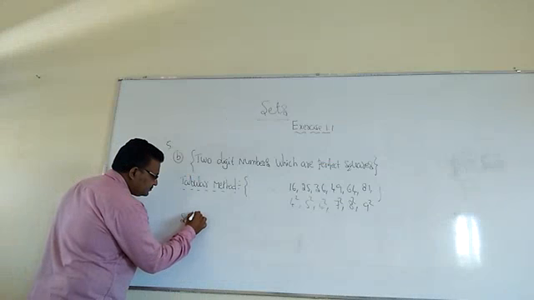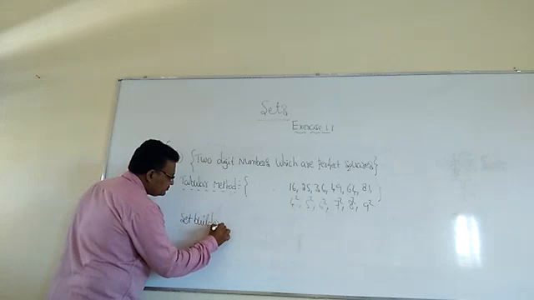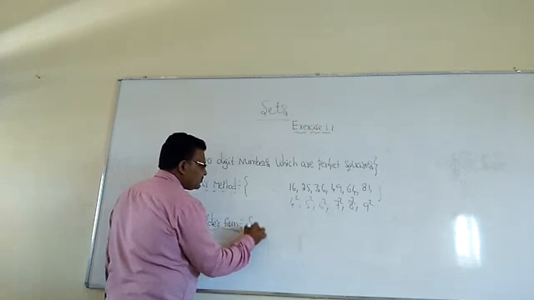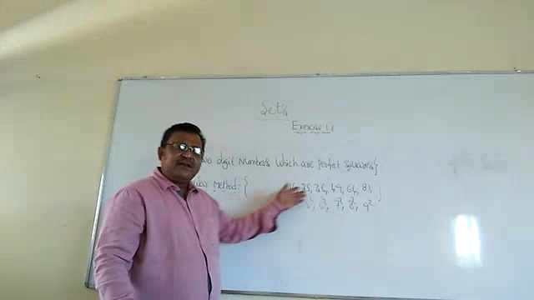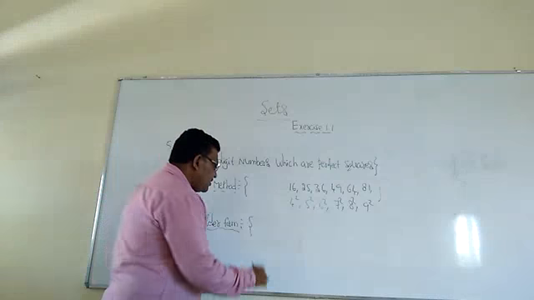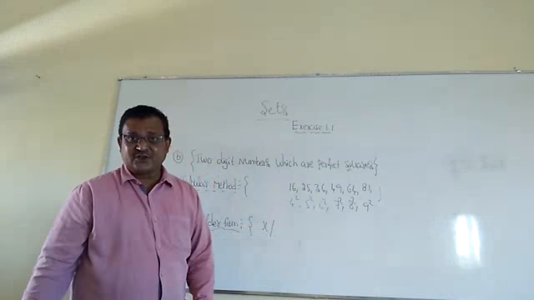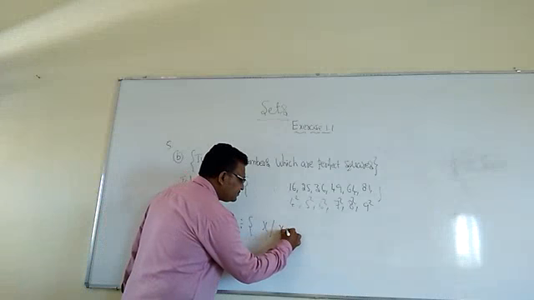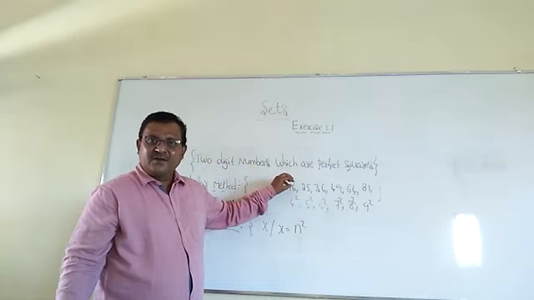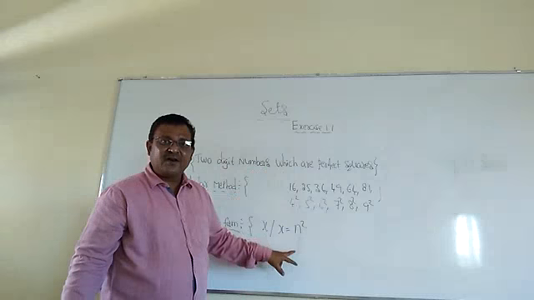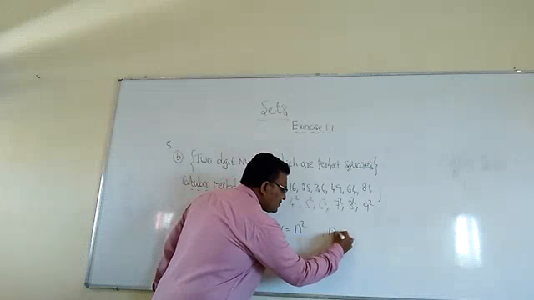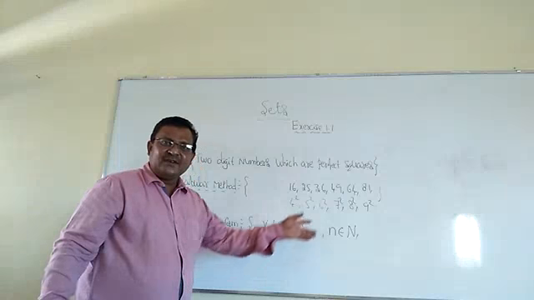And the next step, set builder form. Set builder means take any one element from this set, assume that one as x, y, z, whatsoever. x such that, how should that x be? These are all in the form of squares. It should be in square form, that means n square. n means natural number. Then do we take all natural numbers?